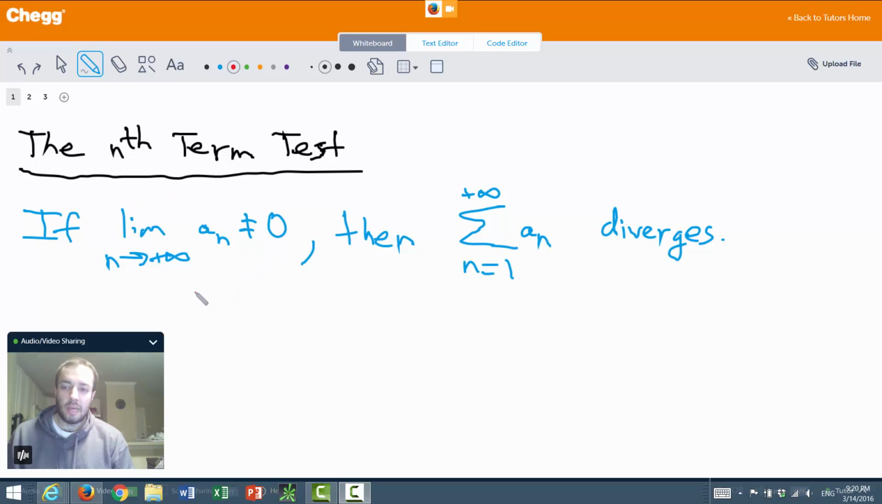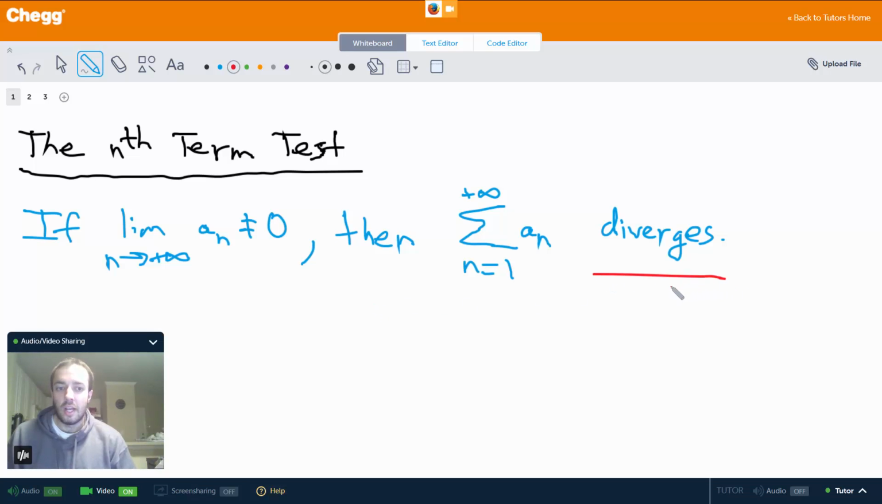So this, in my opinion, is probably the most important test for divergence, and I think it's the one that you should always try first because it probably is the simplest one to use. And if you could use this right away to determine that your series diverges, then that could save you a lot of work later on. So, what's this test say?